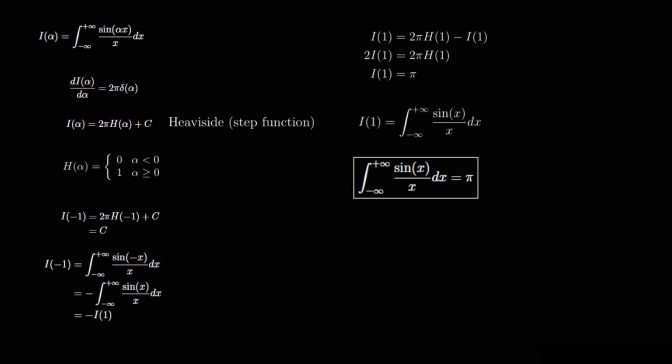The function sine of x is odd, as well as x. Hence, sine of x over x is an even function. The integral from minus infinity to infinity of sine of x over x is 2 times the integral from 0 to infinity of sine of x over x. Therefore, the integral of sine of x over x with respect to x from 0 to infinity is pi over 2.